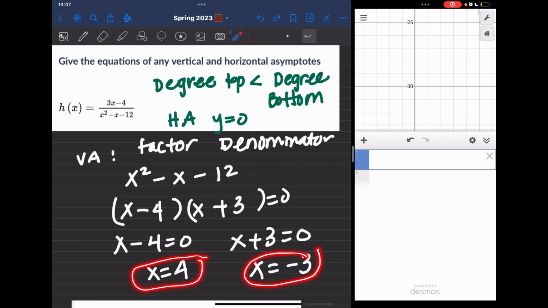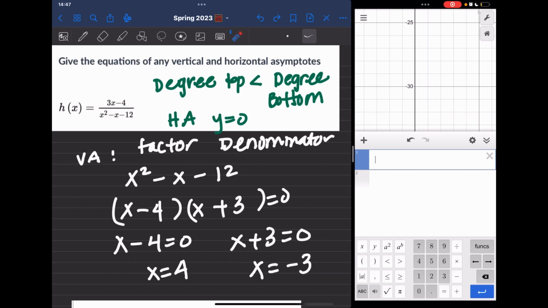Let's go ahead and illustrate this when we graph it. It's going to be y equals 3x minus 4. And then we're going to divide that.